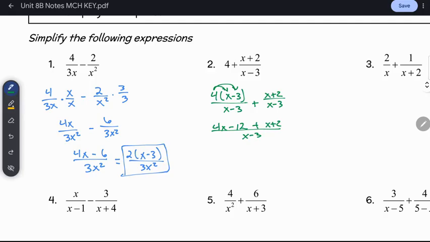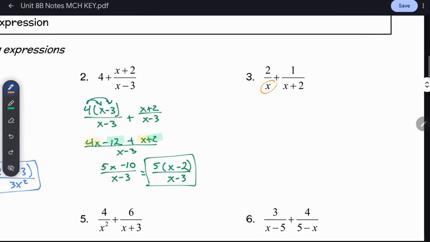All right, now we're going to combine our like terms. We've got 4x and x, and we have 12 and 2. Those are our like terms, so we combine them. 4x plus x is going to give me 5x, and then negative 12 plus 2 is going to give me minus 10. We are still over x minus 3. Now, what we can do up top is find a GCF. That is going to be 5, and what we're left with is x minus 2 over x minus 3. Now, nothing in here is going to simplify or cancel, so we're done with that.